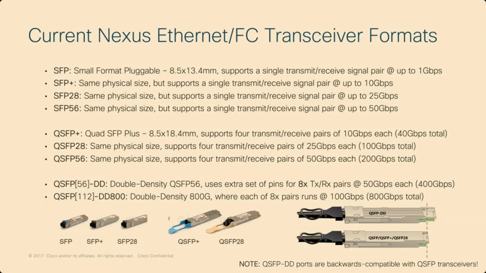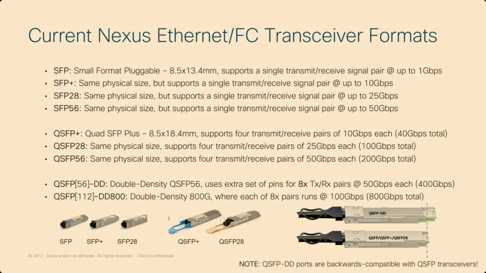In the QSFP form factors, we started adopting QSFP when it was QSFP plus. So these were your 40 gig transceivers. When we went up to 100 gig, we started using QSFP28, which basically took 4 SFP28 signals and bound them together from 25 gig to 100 gig. And the same thing when we go to QSFP56: that's going to be 4 SFP56s, which would give you up to 200 gig in speed.